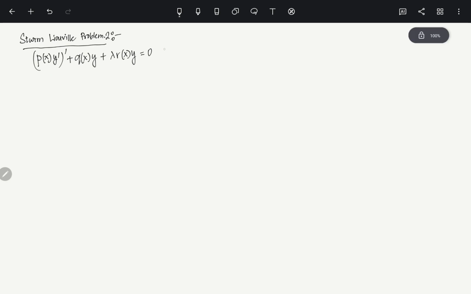And here, what is the assumption? You see, p, q and r are smooth, that is, continuously differentiable, with p and r positive. This is what our assumption is in the interval I, which is (α, β). Now λ is given to be the parameter. That's just a given quantity, you don't have to worry about it.